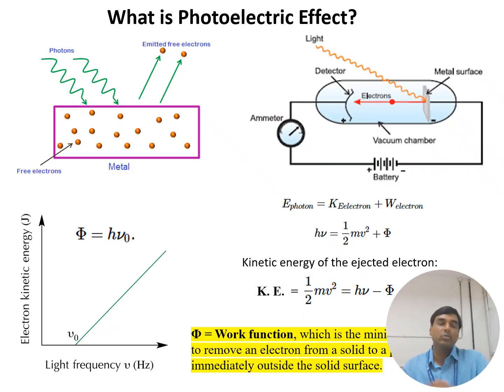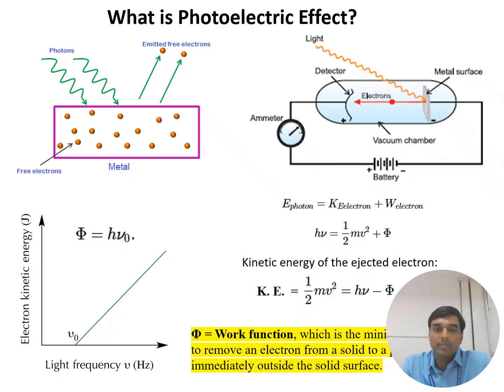So what is the photoelectric effect? You can see this is a metal, where lots of electrons are present. Photons fall on it, then electrons on the surface absorb the energy and are emitted. That's the photoelectric effect. Now if we plot electron kinetic energy versus light frequency, the photon energy is basically the work function of the electron plus the kinetic energy. We can write hν equals half mv squared, which is the kinetic energy, plus the work function φ. So the kinetic energy of the electrons is the energy of the photon minus the work function.